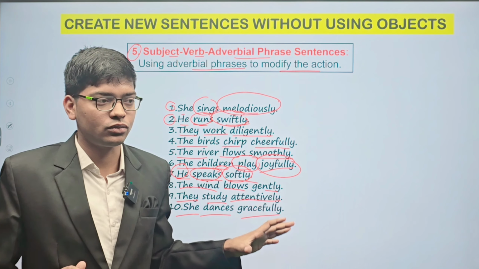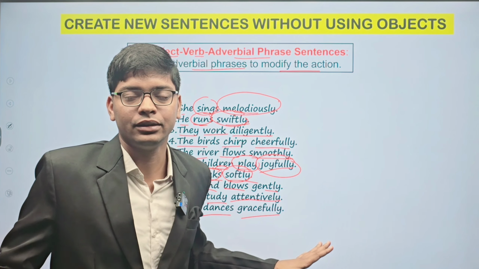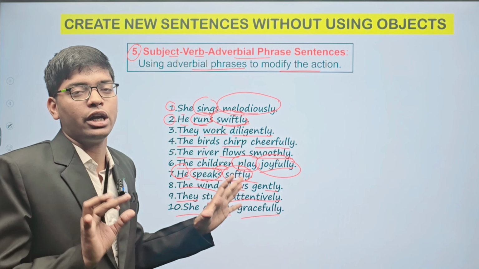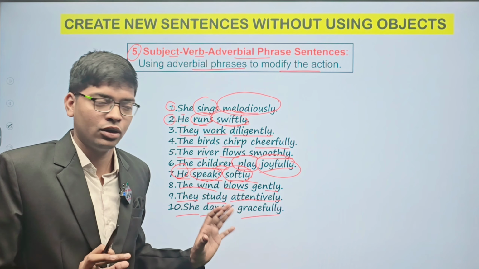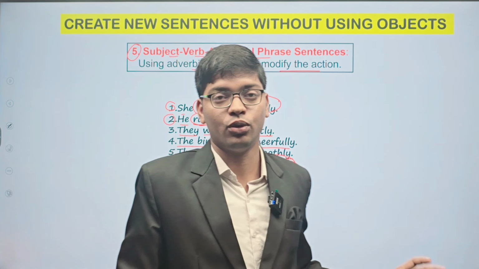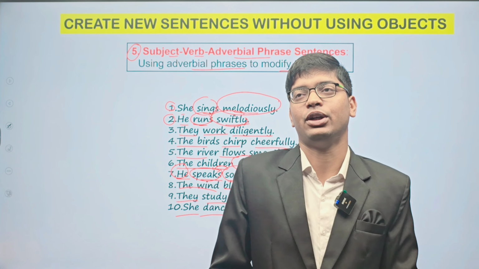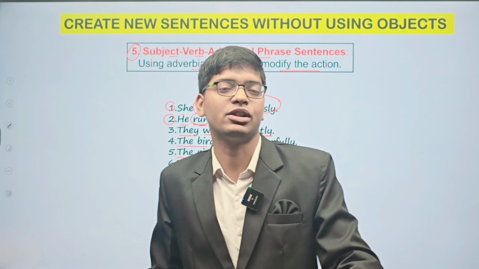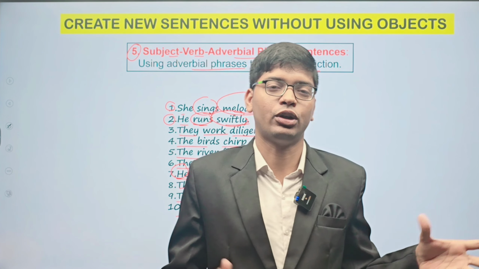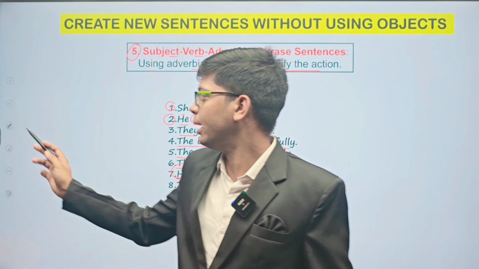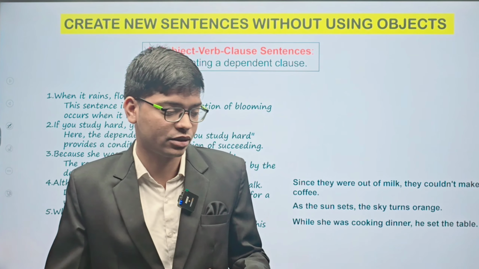And here there is no object in these types of sentences. These are very useful ways. You can use these types of phrases in your conversation, and everywhere you can use these types of sentences. Let's move to our next way.